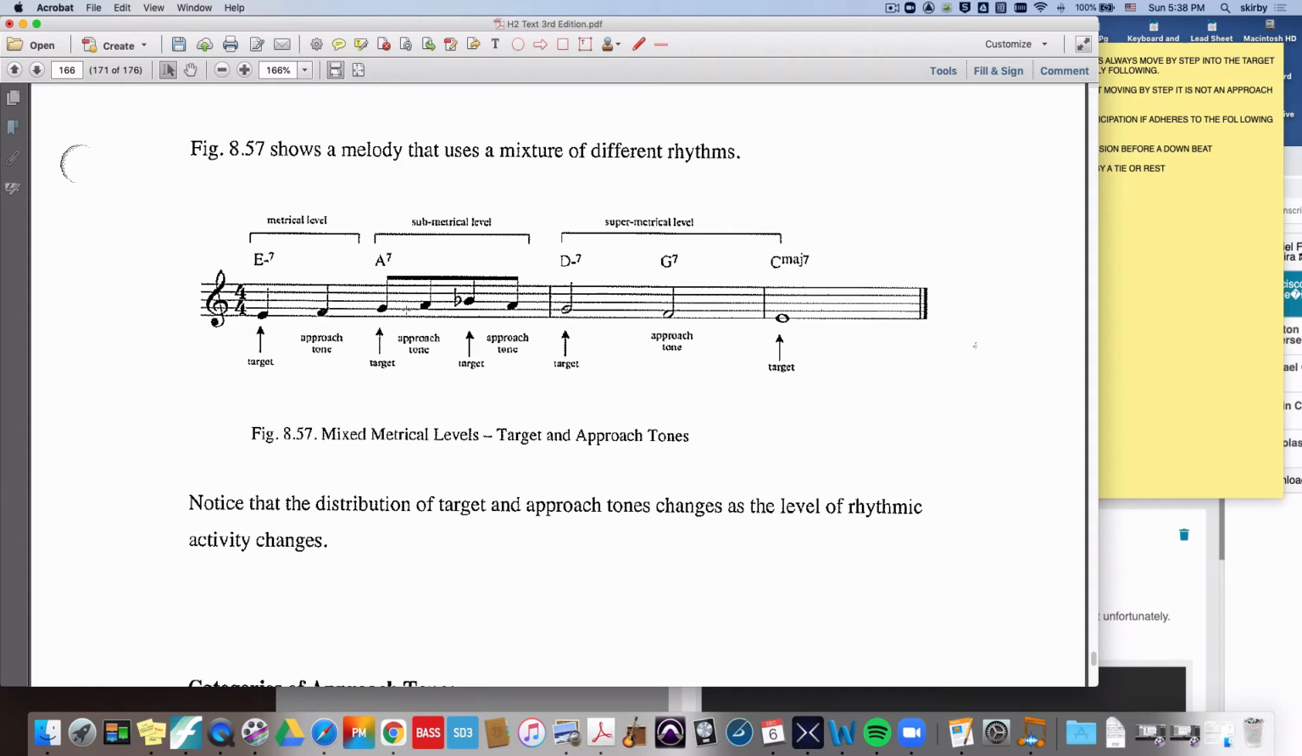Here we have eighth notes. We're at the submetrical level. So that's a target, that's an approach, that's a target, and that's an approach. And then here we're at the supermetrical level. So everything's been stretched out. That's a target, that's an approach, and that's a target.